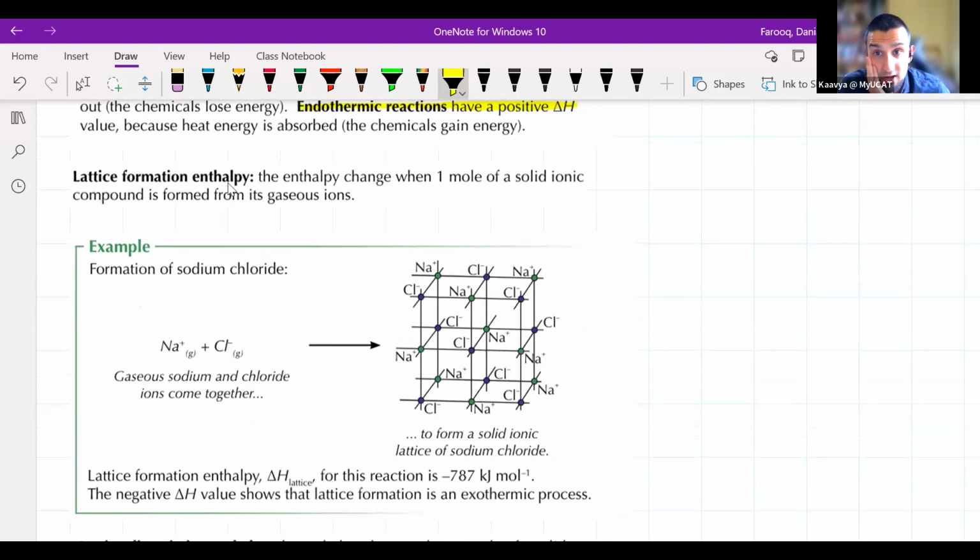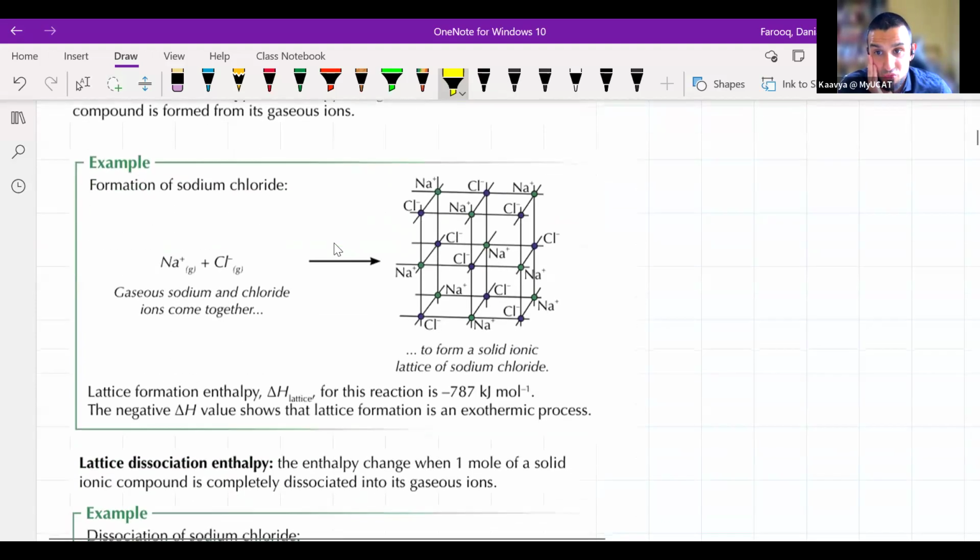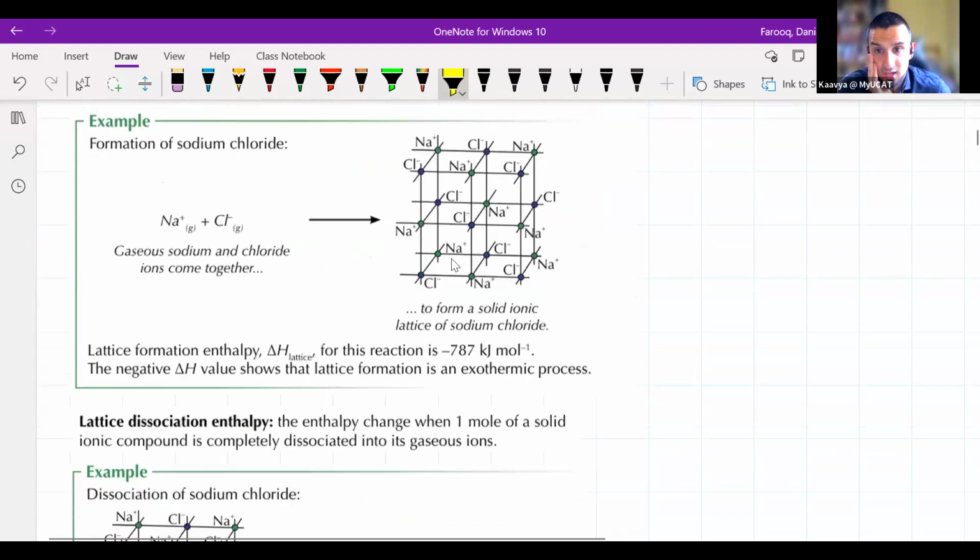Lattice formation enthalpy, believe it or not, is the enthalpy change when 1 mole of a solid ionic compound is formed from its gaseous ions. It's in the name, really: we're forming that ionic lattice, and it's always 1 mole and always from the gaseous ions. That's how you can memorize it. For instance, sodium chloride: 1 Na+ and 1 Cl- ion join together to form this lattice, okay?